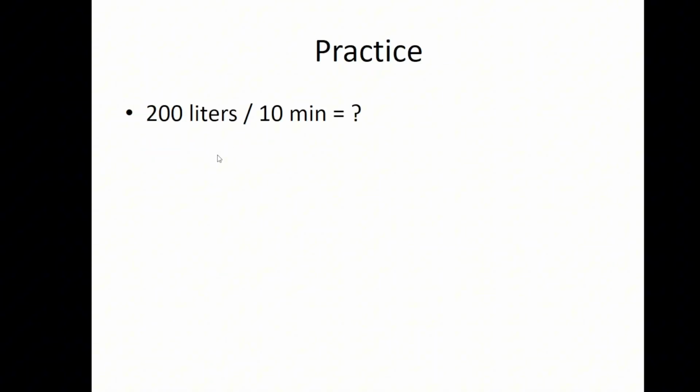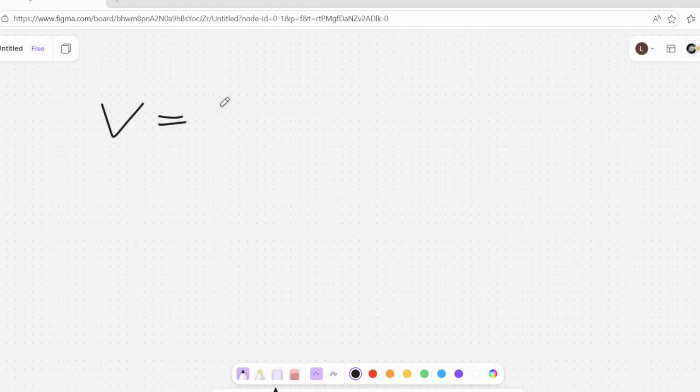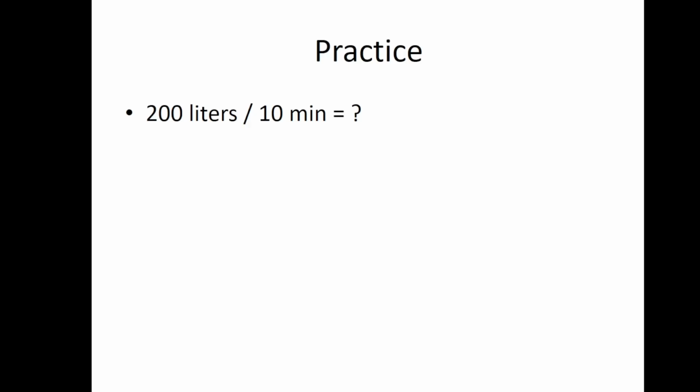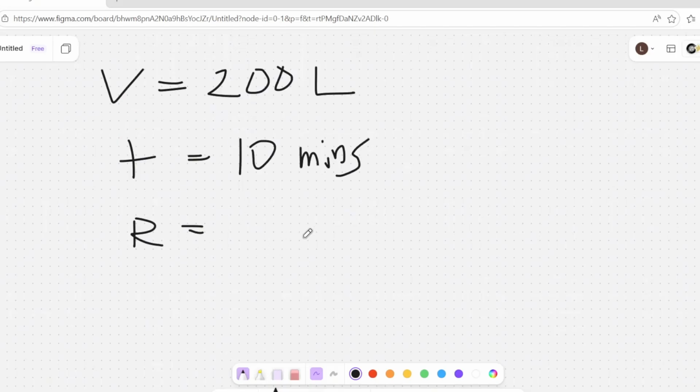So let's have a practice. In this one, given we have a volume of 200 liters, and then we have a time of 10 minutes. So the question is, what is the value of the rate? To find the rate, this is a general equation for the rate of flow, which is volume over time.